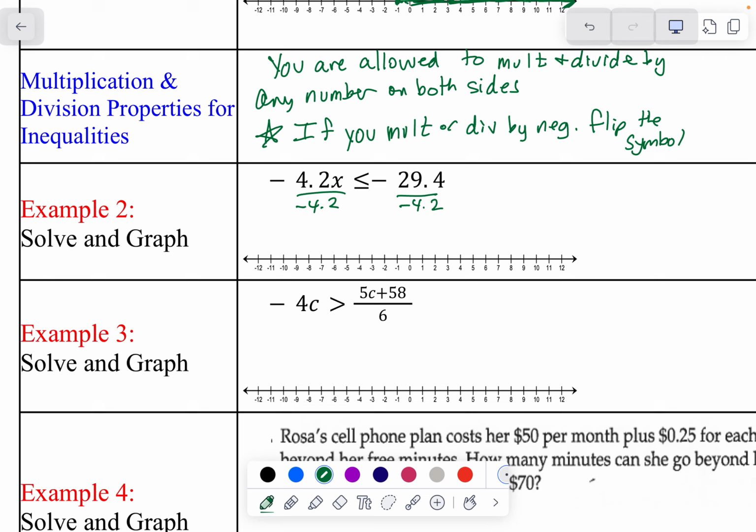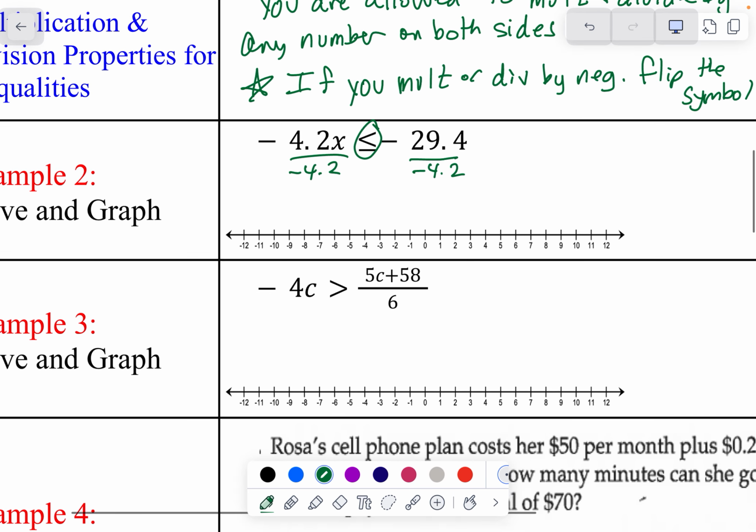But what did I say the rule was that we had to remember if we were dividing by a negative? Flip the symbol. Let's put a little circle around my symbol. I tend to be a little bit forgetful. It's just a little visual reminder. That means next time I see it, I need to flip it, okay? So now we write it as a greater than or equal to. Two negatives divided make a positive. So 29.4 divided by 4.2 is exactly the number 7.